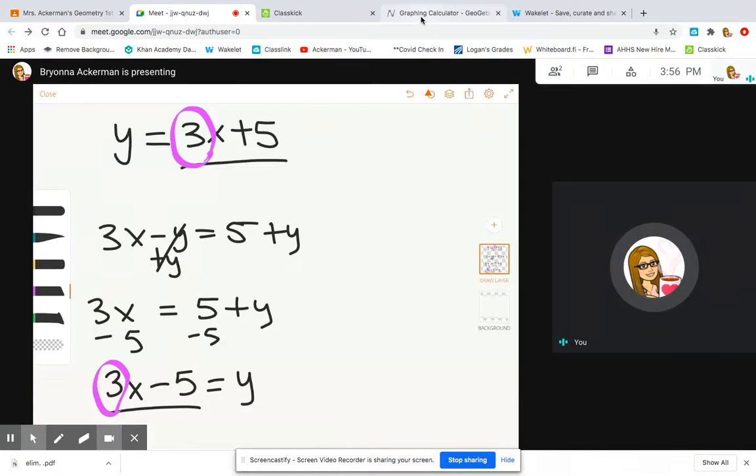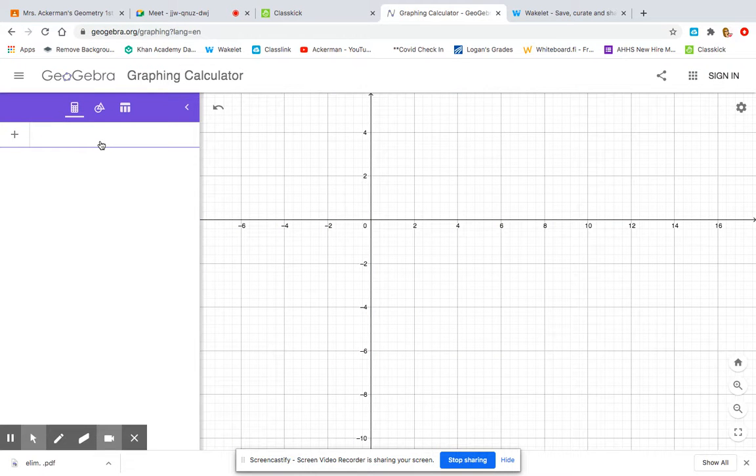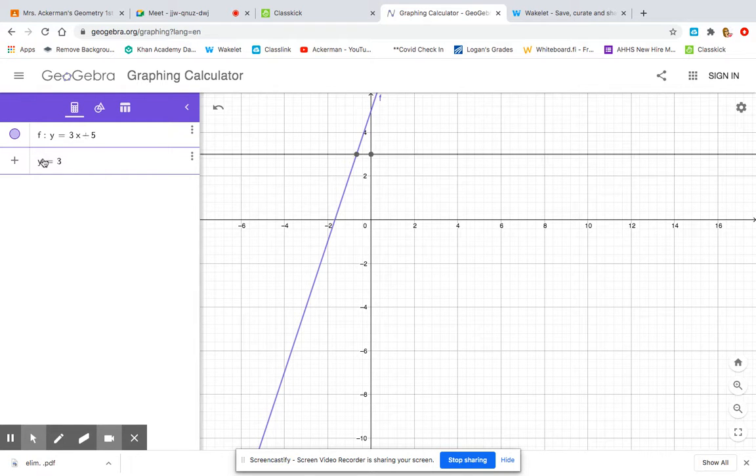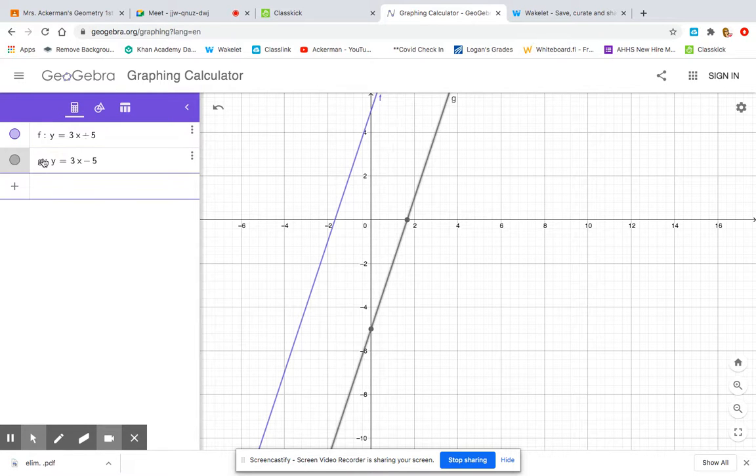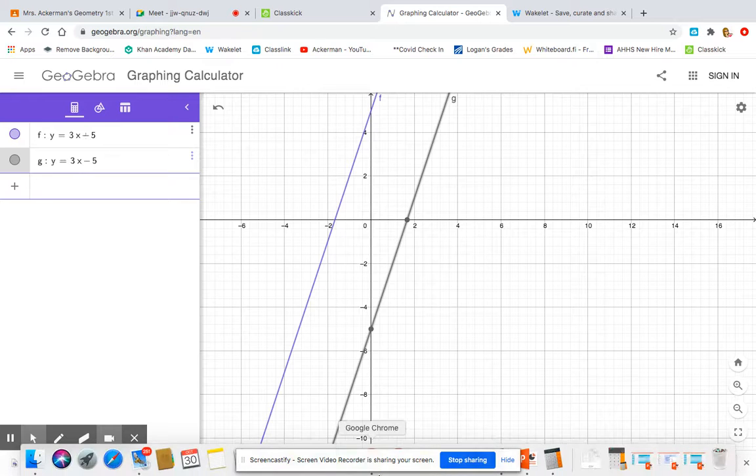And so we can test this out real quick. We can actually graph it and see it. So we're going to do y equals 3x plus 5. And then my other one was y equals 3x minus 5. And you'll see that we get parallel lines. So remember, parallel lines never touch.